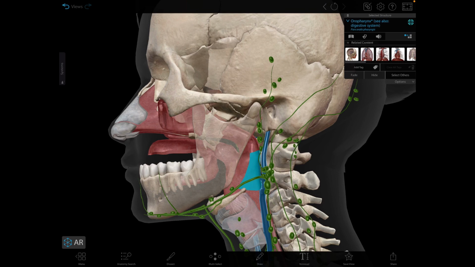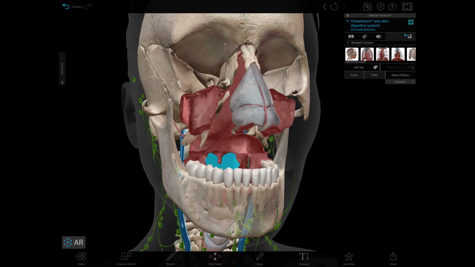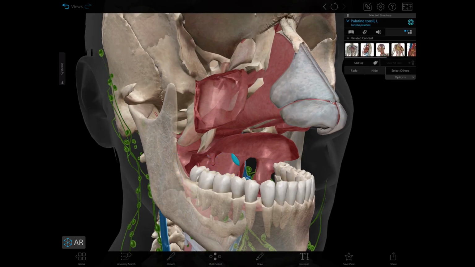Now let's go into the oropharynx. This structure, highlighted in blue over here, extends from the soft palate to the superior border of the epiglottis. It communicates anteriorly with the oral cavity via the oropharyngeal isthmus, which is a space between the right and left palatoglossal arches. Over here, we also have these palatine tonsils, which are located in the lateral wall of the oropharynx between the palatoglossal and palatopharyngeal arches.